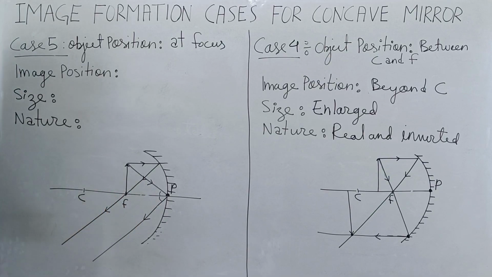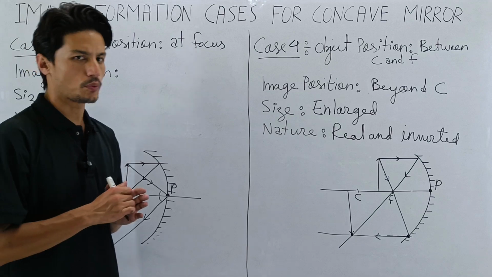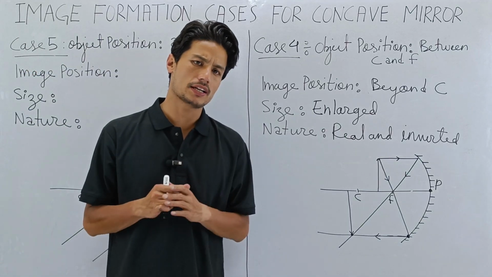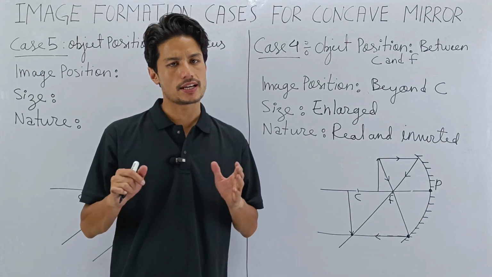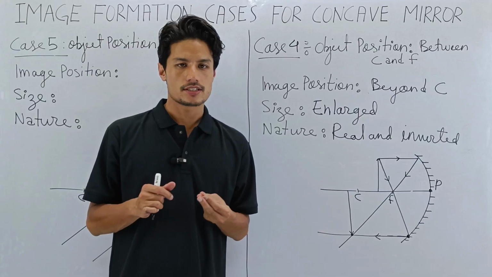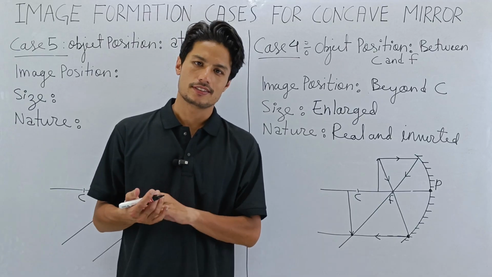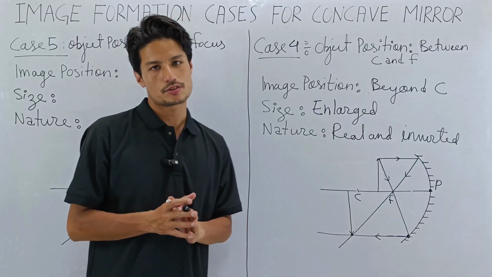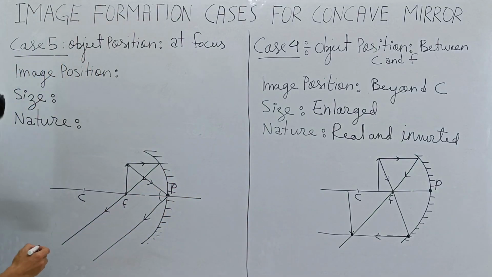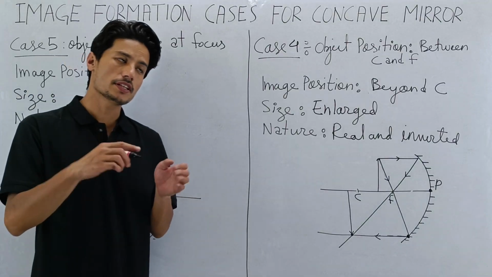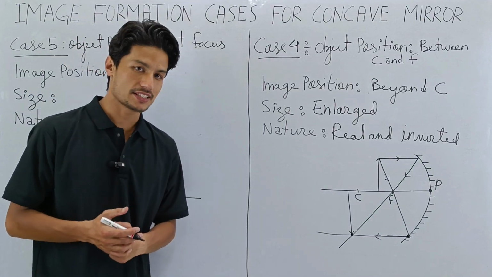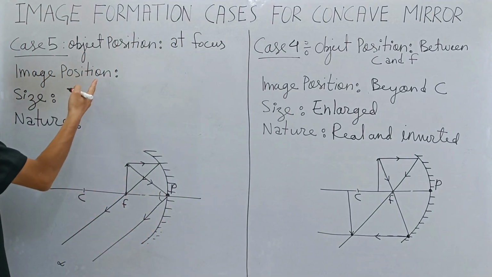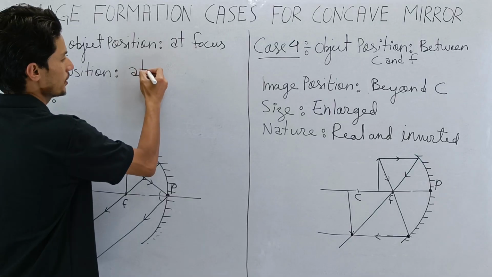So where do parallel lines meet? Who can tell me where parallel lines meet? Well, if at all parallel lines meet, they meet at infinity. So if they meet at infinity, the image will be formed at infinity. So here, the image position will be at infinity.